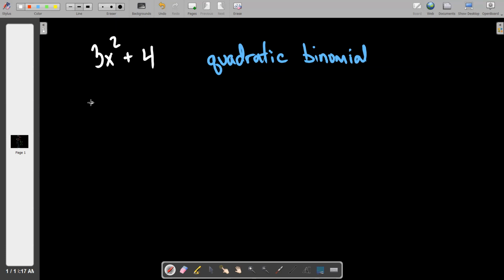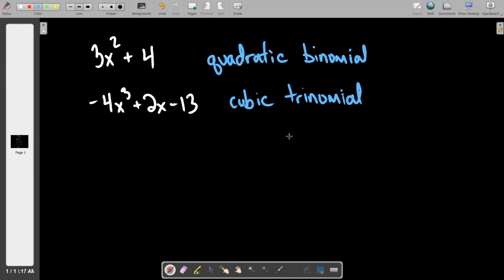How about this one? How about negative 4x to the 3rd plus 2x minus 13? Very good. That is called a cubic trinomial. Okay. How about this one? Negative 112 x to the 5th. Very good.